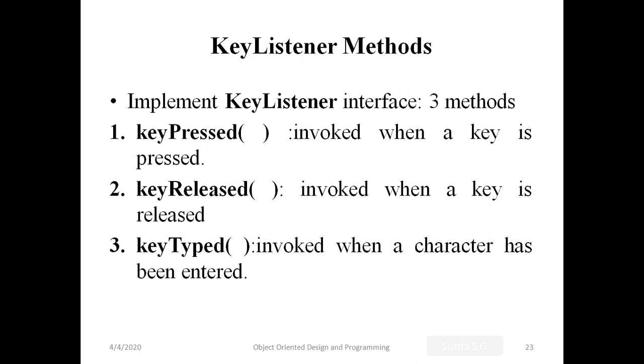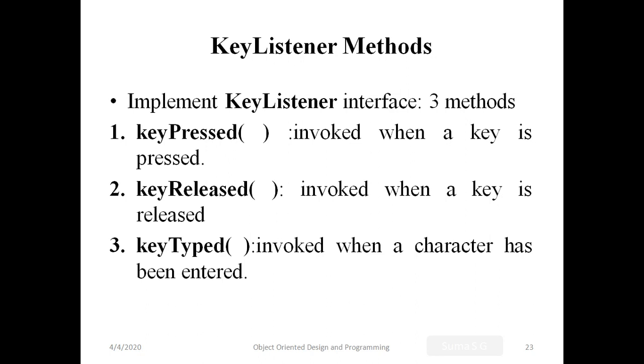Now you have to know how many methods the key listener contains. The key listener contains three methods: keyPressed, keyReleased, and keyTyped. So these are the three methods associated with key listener. When you implement key listener in your program, you have to give the implementation for all the three methods, and all the three methods accept the key event object as the parameter.